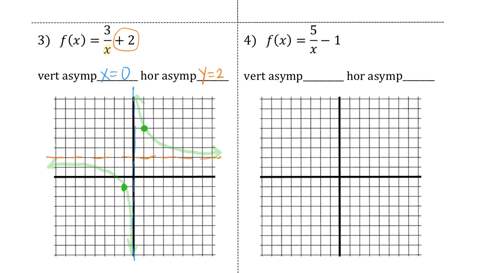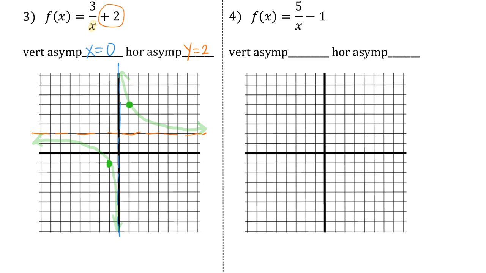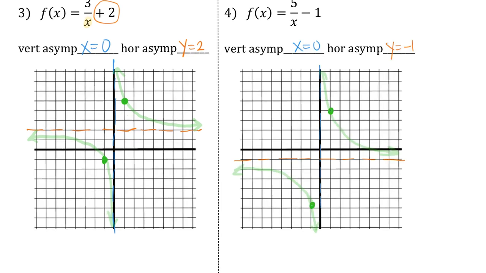Okay, go ahead and try 4. Unpause when you want to check. Okay, vertical asymptote x equals 0. Horizontal asymptote y equals negative 1. And then I plugged in 1 and negative 1, or I used the pattern from where the asymptotes are meeting. Since this is a positive 5, when I plug in 1, I go up 5: 1, 2, 3, 4, 5. When I plug in negative 1, I go down 5: 1, 2, 3, 4, 5.